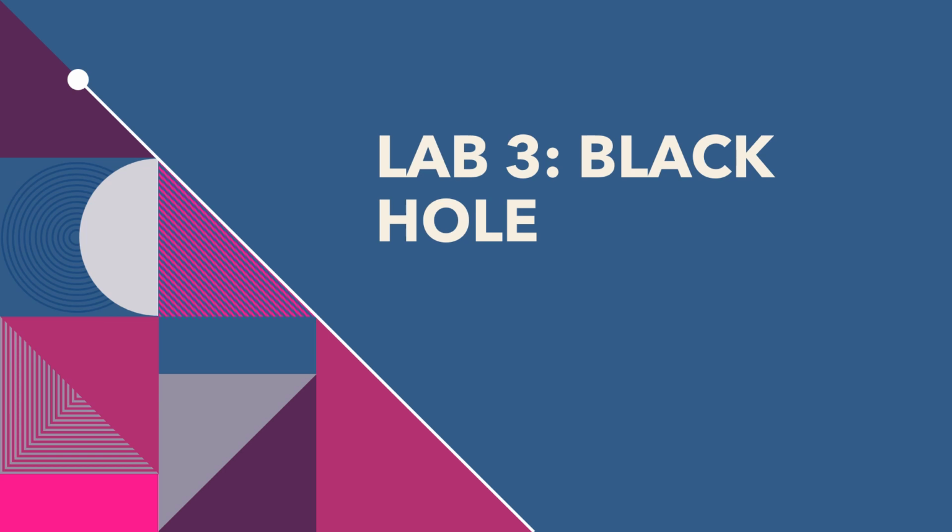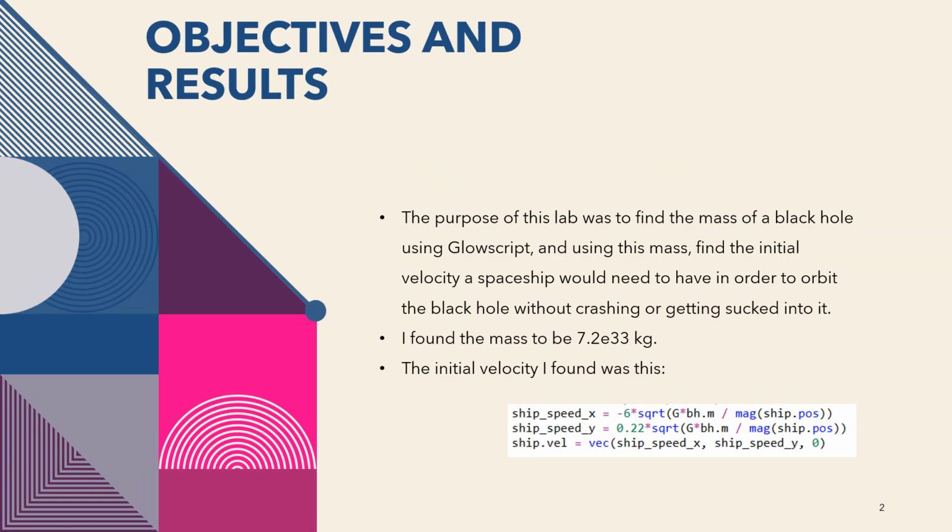Lab 3 involving the black hole. So, the objectives and results. The purpose of this lab was to find the mass of a black hole using GlowScript.